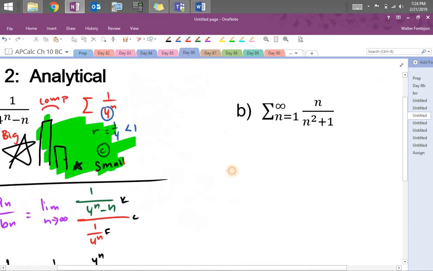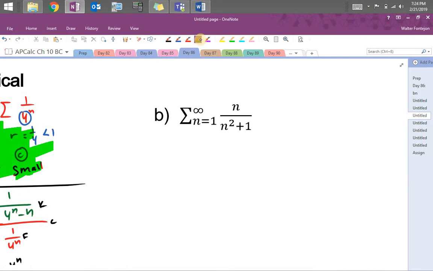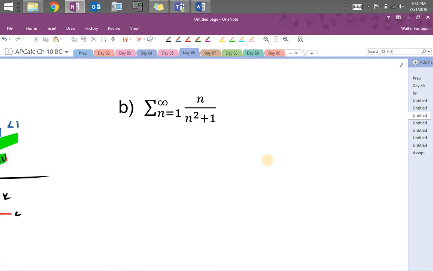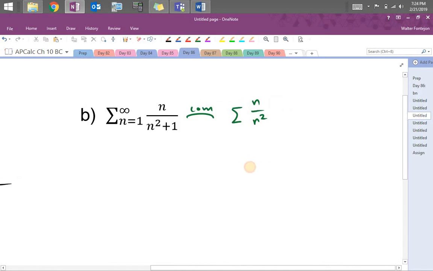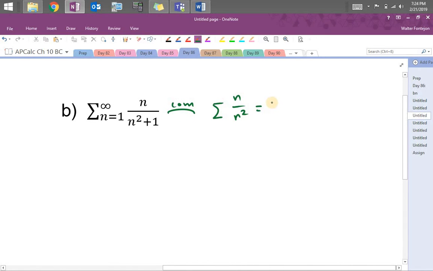Let's do a couple more. Okay, part B. This one, well, what can I do here? Let's do a comparison again. Let's double check. I'm going to compare this to, what am I going to drop at the bottom? N squared is dominating over 1, so I'm going to drop the 1 and keep the n squared. So I'm going to say sum of n divided by n squared. I realize I could simplify this. That's the same thing as the sum of 1 over n.